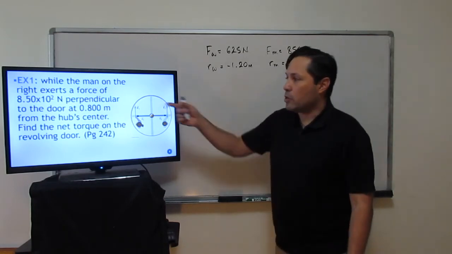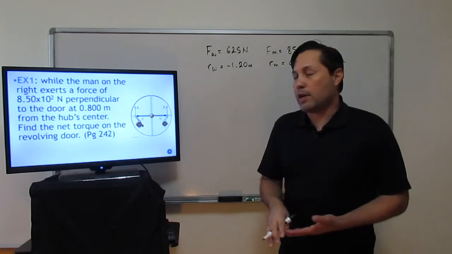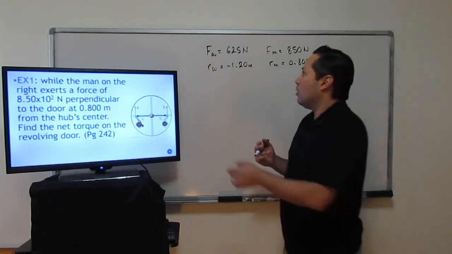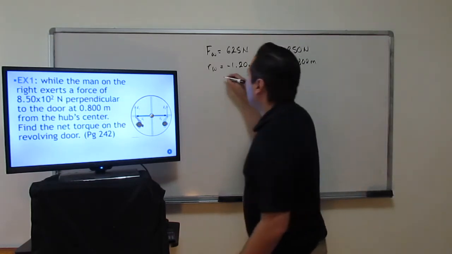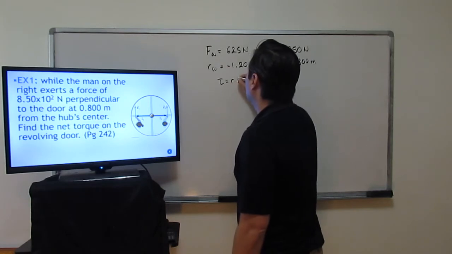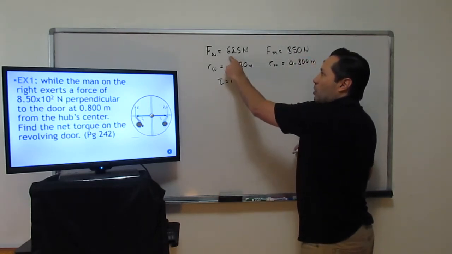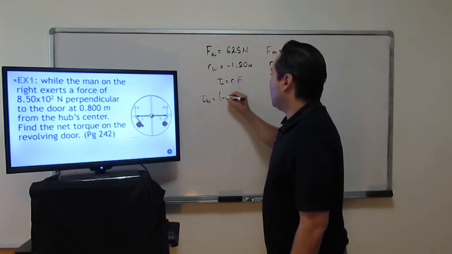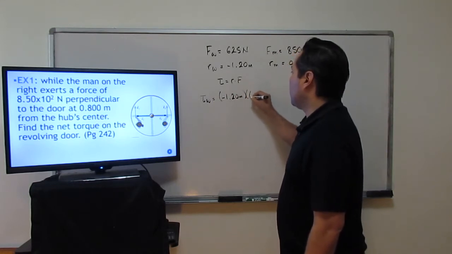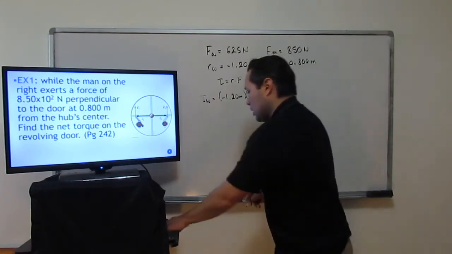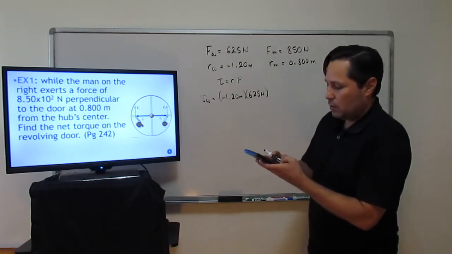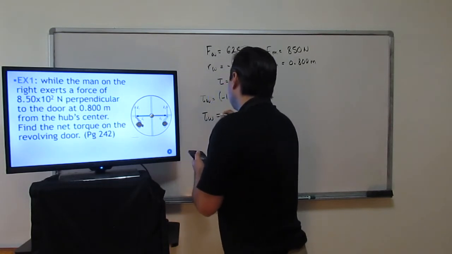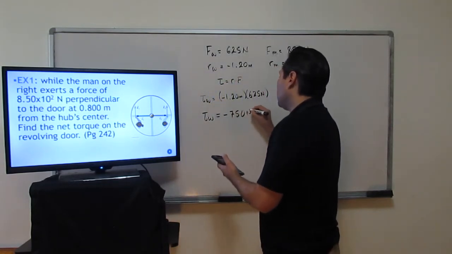Next they ask us, can you figure out what the net torque is? So our strategy is going to be to find the torque of the woman, then the torque of the man, and then put them together to get the net torque. Let's begin. The formula for torque is radius times force. Now we're going to multiply both of these to get the torque of the woman. That's going to give us negative 1.2 meters multiplied by 625 newtons. Put it into your calculator and you get 750. That's the torque, negative 750 newton meters.